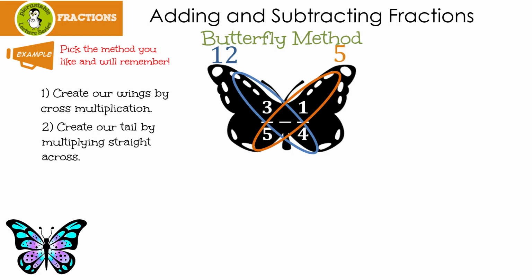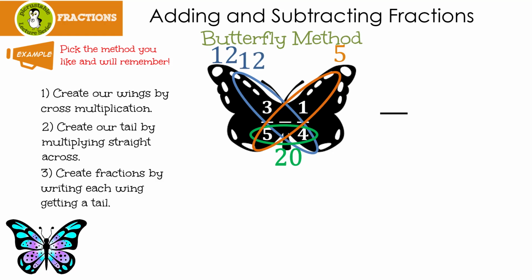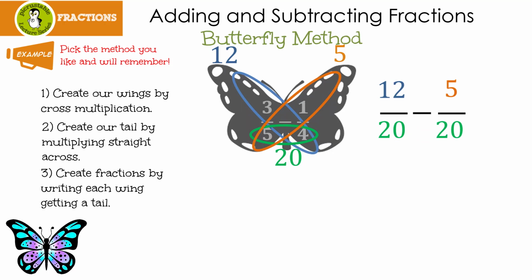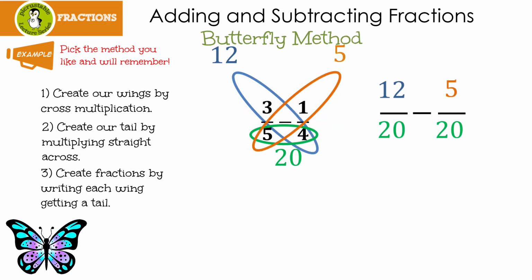The next thing is we need to create our tail by multiplying straight across. 5 times 4 is 20. Are you ready for the magic? Yeah. The last thing we're going to do is create our fractions. We're going to have 12 over 20, which is going to be our common denominator, minus 5 over 20. Yeah, super easy. Let me take the butterfly away so you can kind of see what we did. We did some cross multiplying, and when we multiplied the denominators together, it's awesome. Now we're going to subtract. So let's rewrite this.